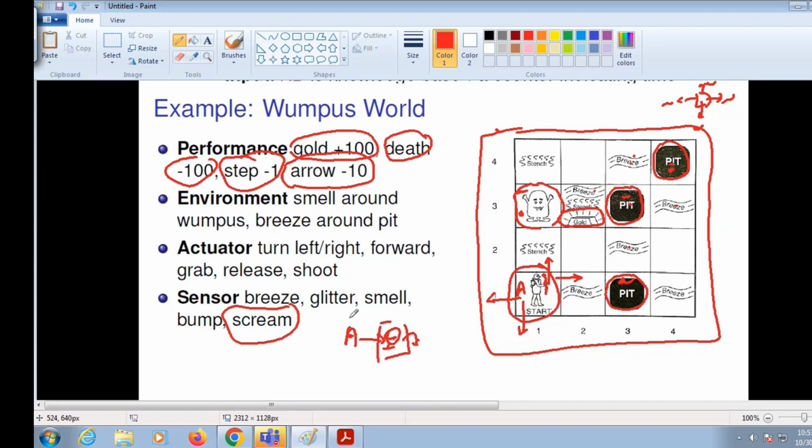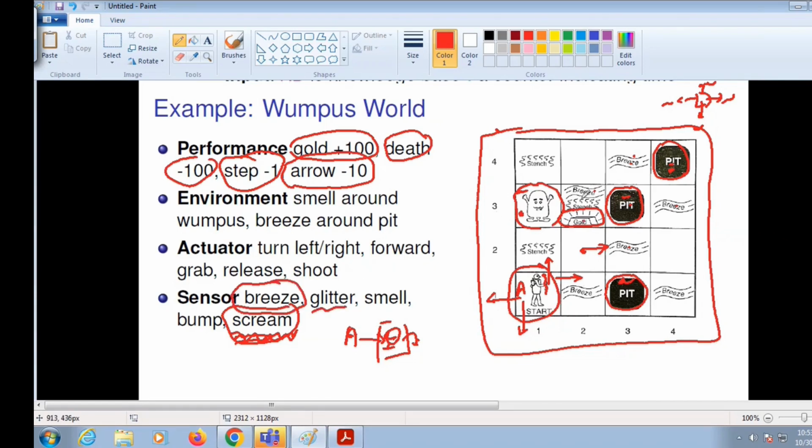Because he doesn't know, when he is here, what is in the nearby area. Please also understand this: when he is here, he does not know what is nearby. So if he throws an arrow and does not get any voice of the scream, it means that the arrow is actually lost and the vampus is actually alive. So what kind of sensor is needed? Something that can tell him whether there is a screaming or not, whether there is a breeze or not, whether there is a glitter or not.